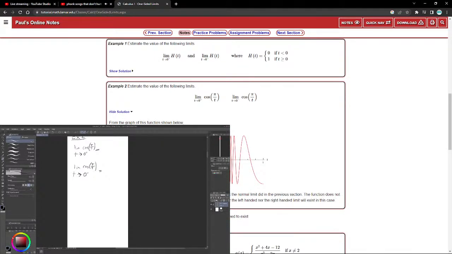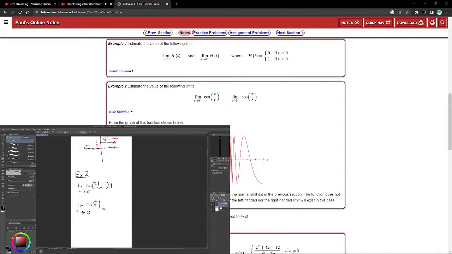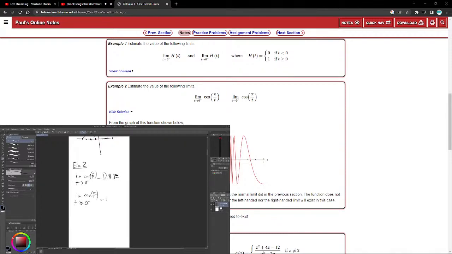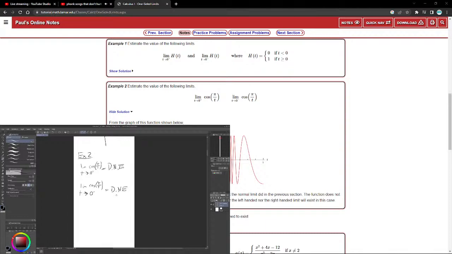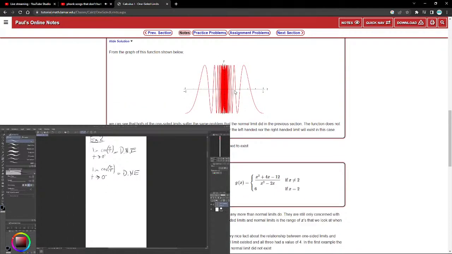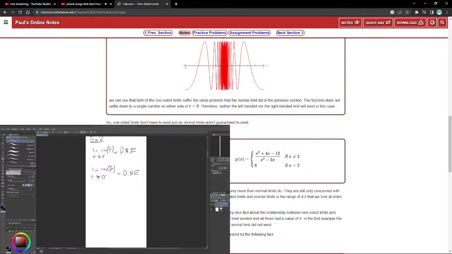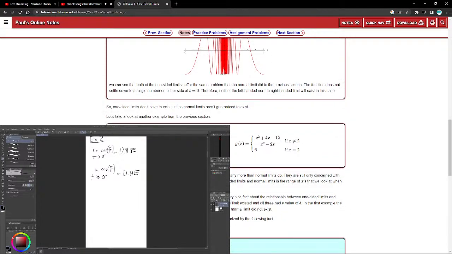From the graph of this function shown below, we can see that both of the one-sided limits suffer the same problem that the normal limit did in the previous section. The function does not settle down to a single number on either side of t equals 0, therefore neither the left-handed nor the right-handed limit will exist in this case. Oh, they don't have to exist either. I didn't know that. So one-sided limits don't have to exist, just as normal limits aren't guaranteed to exist.